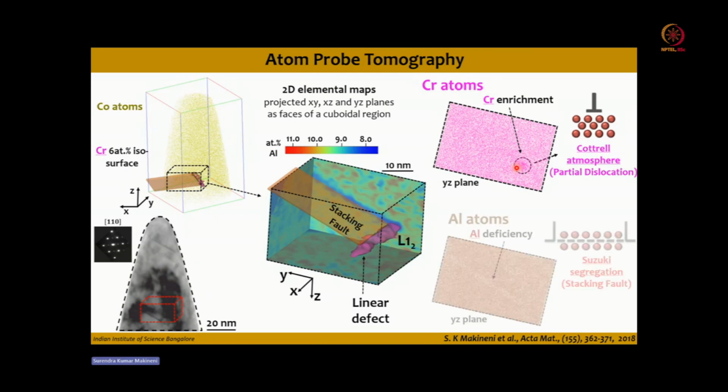If you see the stacking fault plane, you can see there is an aluminum deficiency along the plane. And this aluminum deficiency along the plane is nothing but a Suzuki segregation. Okay, and Suzuki segregation corresponds to the stacking fault. Fine. So we have evidence of both Cottrell atmosphere and Suzuki segregation, and the compositions of these features are different, which was not known before.